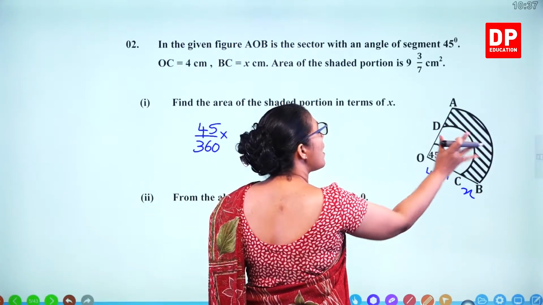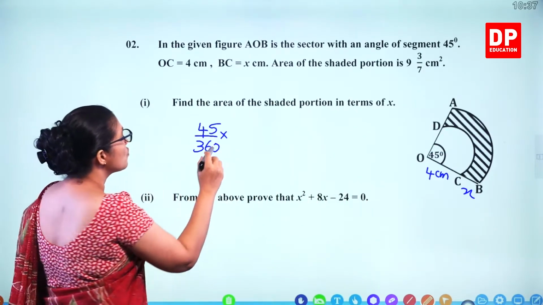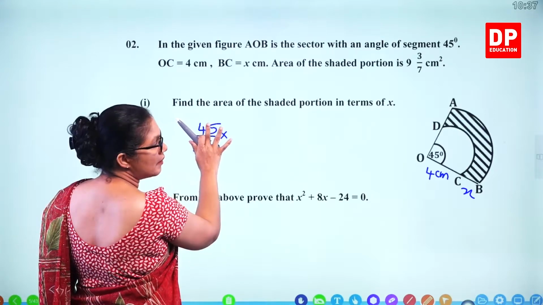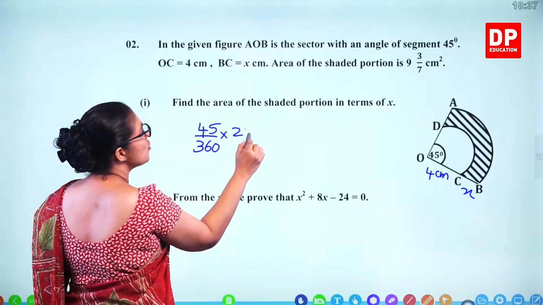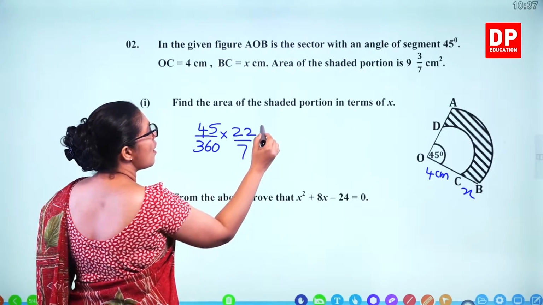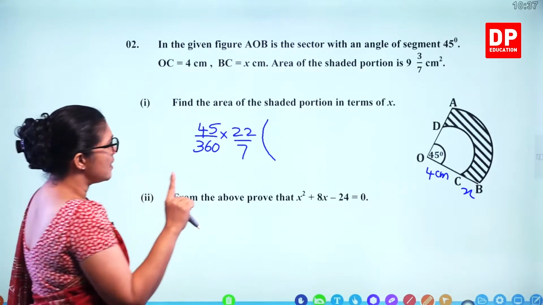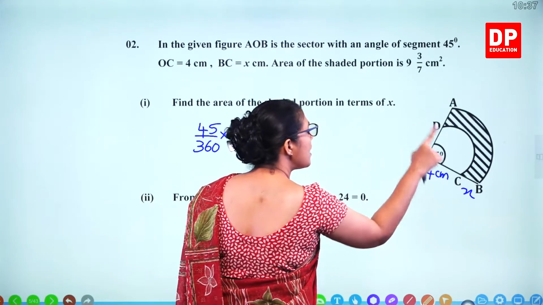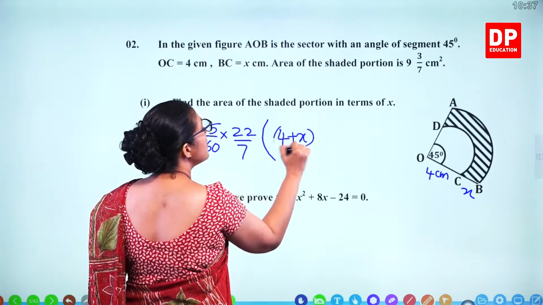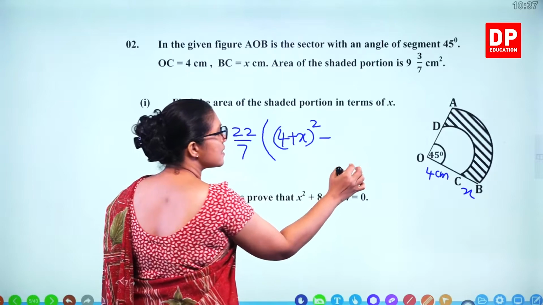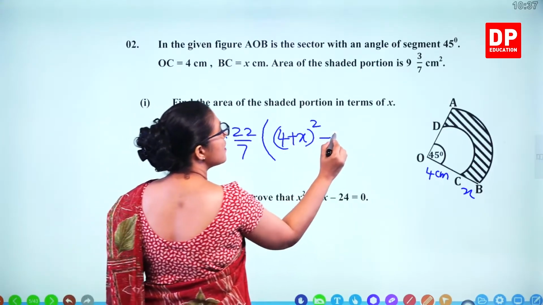Area of the big one minus area of the small sector. That's the shaded part. So what is the portion and then pi r squared? Pi 22/7. Now here this is common for both, so you can straight away use that. Then what is the radius for the bigger one? 4 plus x. So 4 plus x squared minus, and what is the radius of the smaller one? 4 squared.